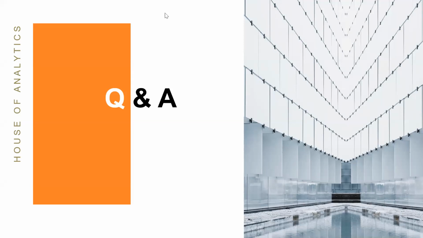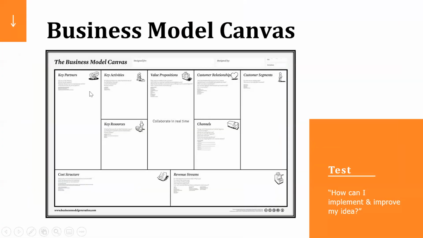How do we make a business model canvas correctly? What's the sequence or order? Which one should be determined first? Okay, let's go back to the business model canvas here, right?